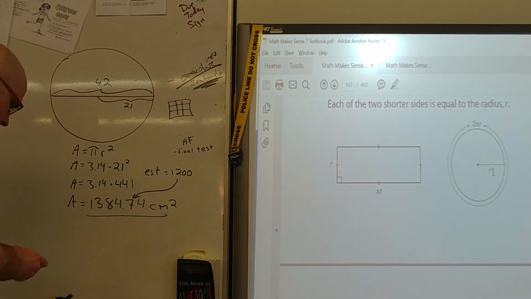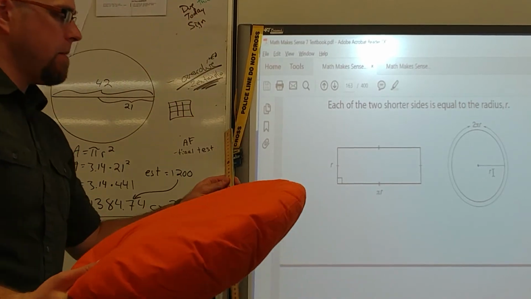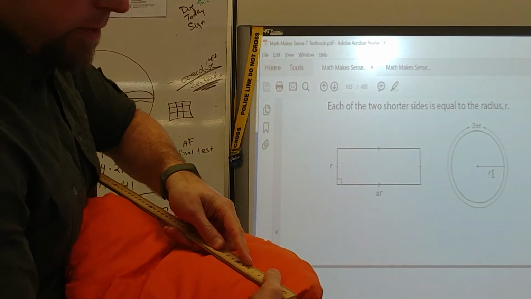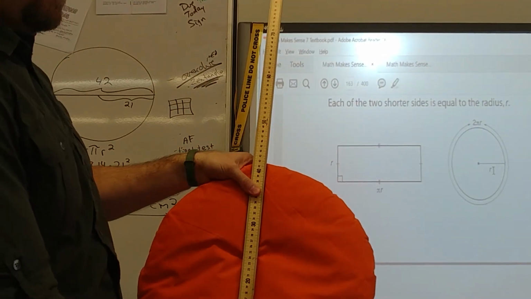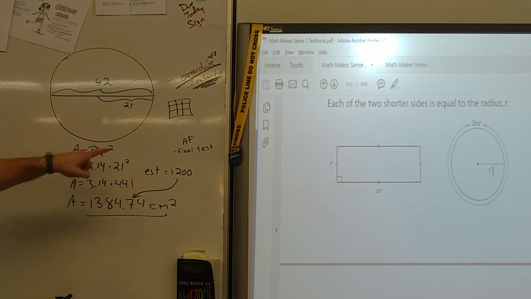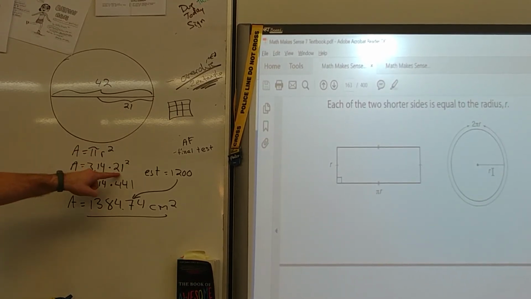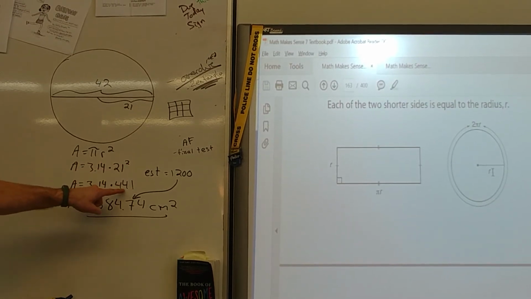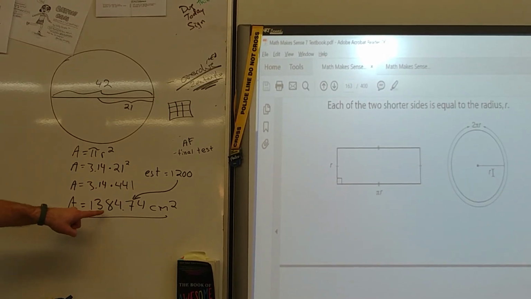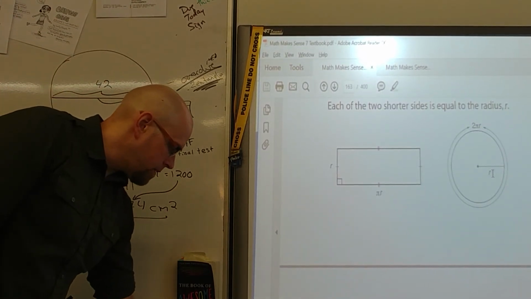So to review that really quickly, I wanted to know the area of one of our pillows. I can't really measure accurately from the center out because I don't know exactly where the center is. So I measured right from side to side, and I found that the diameter was 42. Once I had 42, I knew the radius was 21. I wrote my formula. I replaced pi with 3.14, r, the radius, with 21. Then I did this exponent to get 441. Pi times that total, and I had 1,384.74 centimeters squared.